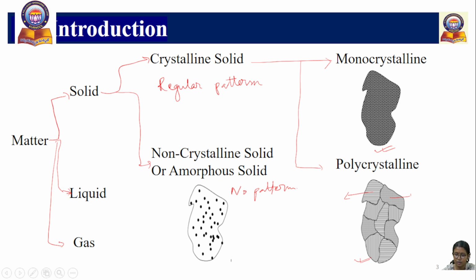So now we will basically discuss crystalline solids. We will not go on classifying whether this is monocrystalline or polycrystalline always. Wherever required, we will mention whether it is monocrystalline or polycrystalline. Otherwise, we will just say that this is crystalline in nature.